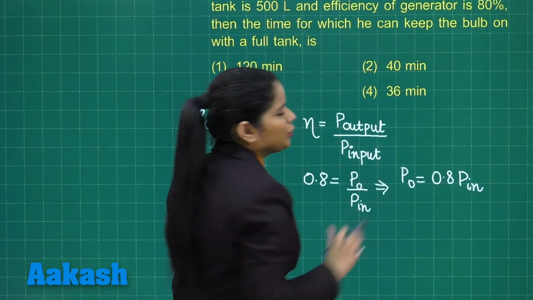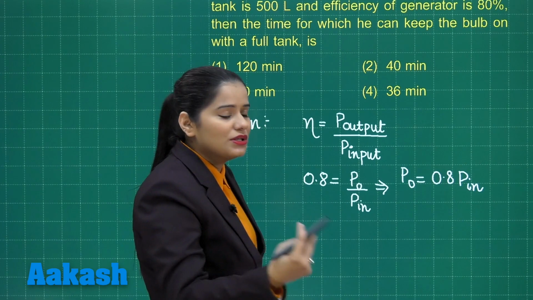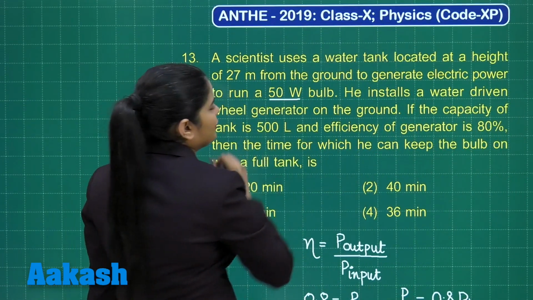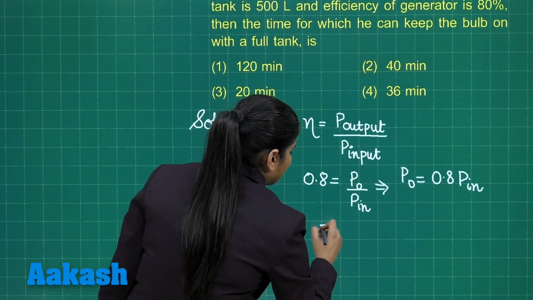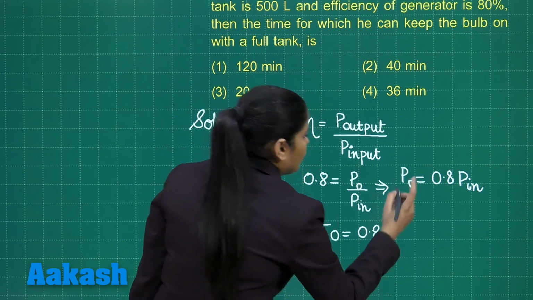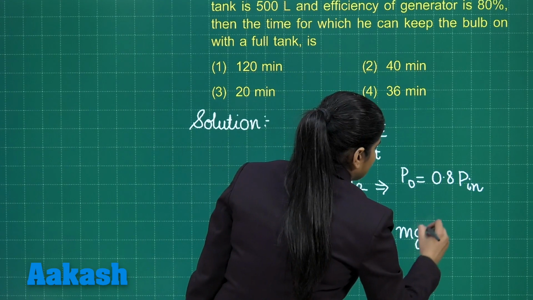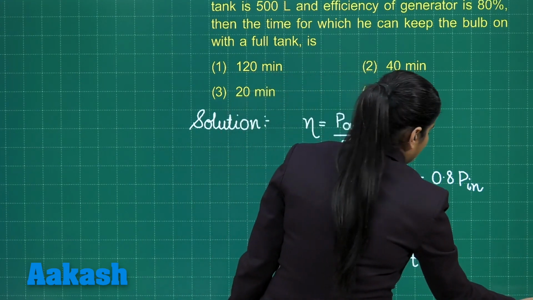What should be the output of this generator? This generator is to be used for lighting a bulb that has the power 50 watt. So this means this output power should be 50 watt. That should be equal to 0.8 times the input power. What is the input power? That is going to be mgh by T. What is m? The mass.